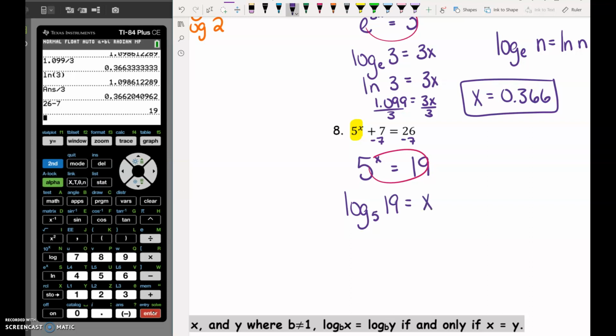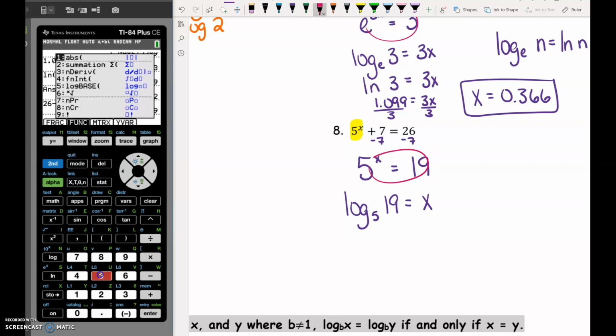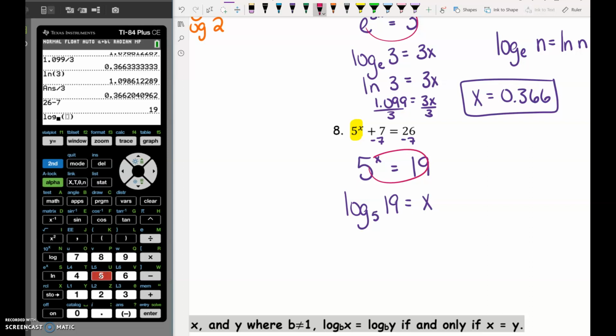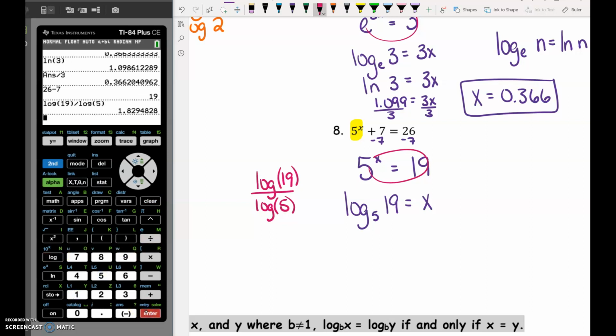We need to evaluate log base 5 of 19. You can either use alpha window 5 if you have that kind of calculator, or log button 19 divided by log button 5. If your calculator puts parentheses in, you just have to make sure you close those parentheses before you continue. So I'm going to do it that way. Log 19 divided by log 5. 1.829 equals x.